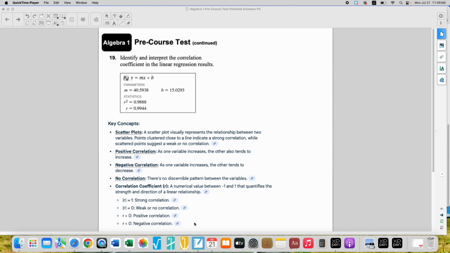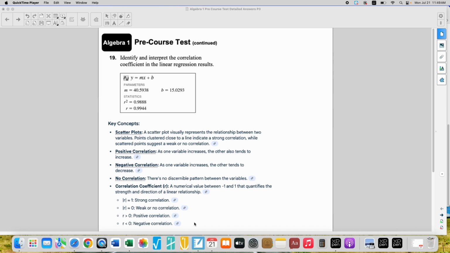Page 3 of the Algebra 1 pre-course test. This is information that will be taught to you throughout the school year, as well as information that you should know. So this is building that foundational base in order to be prepared as we move towards the beginning of the school year, which is in a couple weeks. So we're going to do 8 problems on page 3.